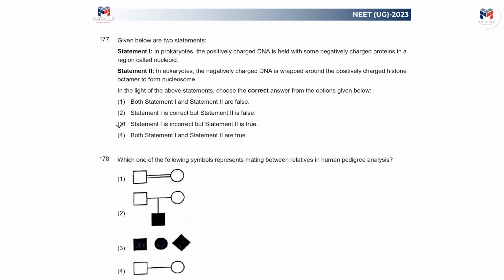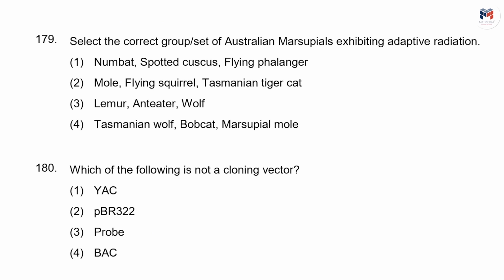Question number 178. Which one of the following symbols represents mating between relatives in human pedigree analysis? The answer is option number 1. Question number 179. Select the correct group or set of Australian marsupials exhibiting adaptive radiation. The answer is option number 1. Numbat, spotted cuscus, flying phalanger.